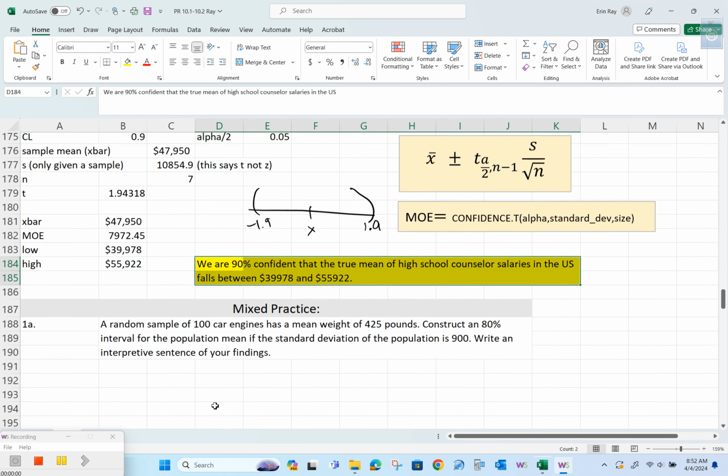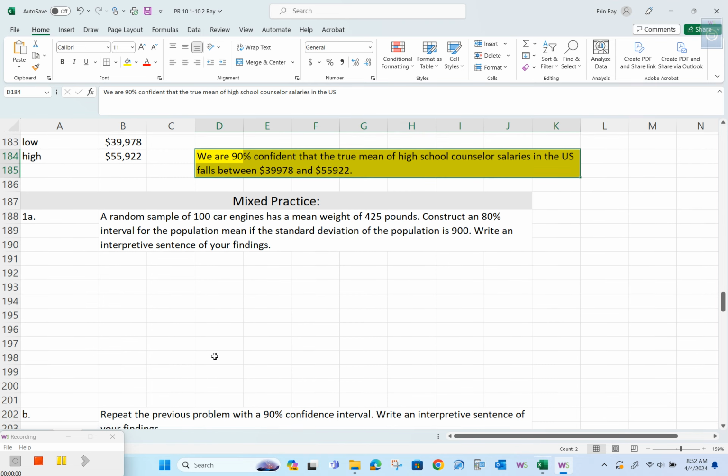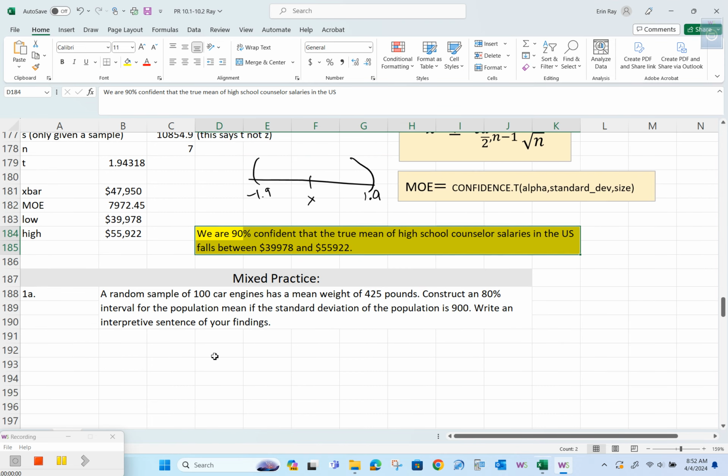Okay, and so the rest of these are just all mixed together. We're going to be looking for all mean today, but the big difference is recognizing: is this a situation where I have the population standard deviation, or is this a situation where I don't have it and I can calculate or am given the sample information instead?